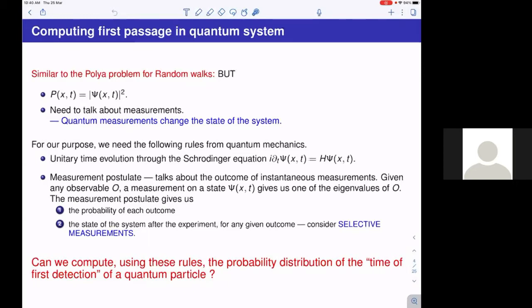If you make a measurement of some observable O, then quantum mechanics tells us that you will measure one of the eigenvalues of the operator O, and after the measurement, the system will be in one of those eigenstates, right? So the measurement postulate gives us the probability of each outcome. What is the probability I measure a particular eigenvalue of O in this experiment? And it also tells us the state of the system immediately after the measurement. Now, given these rules, the question is, can we compute the time of first detection of a quantum particle? Please stop me if you have any questions.